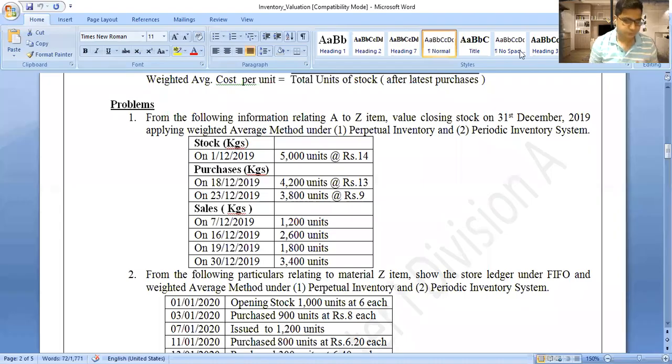Problem number one. Am I audible? My screen is, you can easily see the Word file. Yes, sir.